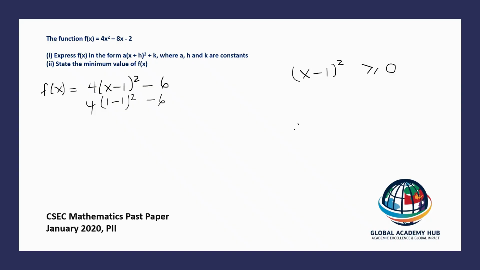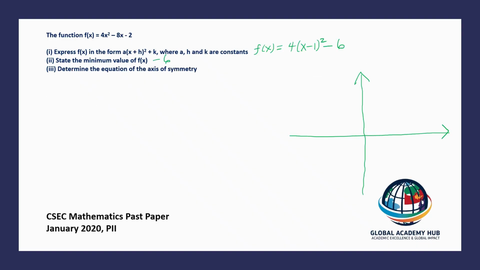And this would then be f(1). This is the lowest possible value, the minimum value. So f(1) then would be minus 6. So the minimum value of f(x) is minus 6. So now we need to determine the equation of the axis of symmetry.